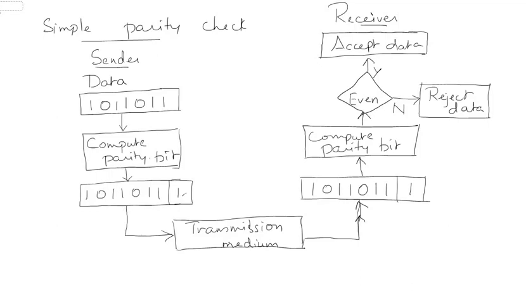Then the data is transmitted over the transmission medium. After it is transmitted, suppose there is no error in transmission, the receiver receives the same data as it is. The receiver also computes the parity bit, and checks whether it is satisfying the even parity or odd parity. If the received data has an even number of ones, the receiver accepts the data, and if it has an odd number of ones, it will simply reject the data. So this is the process which takes place in the simple parity check.